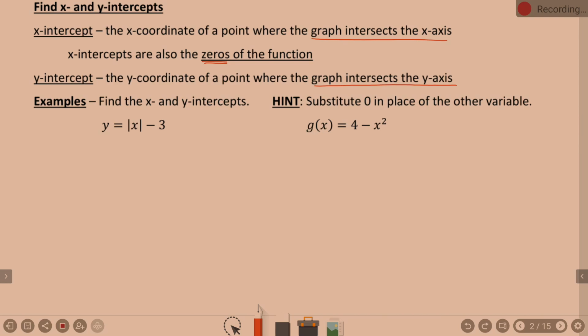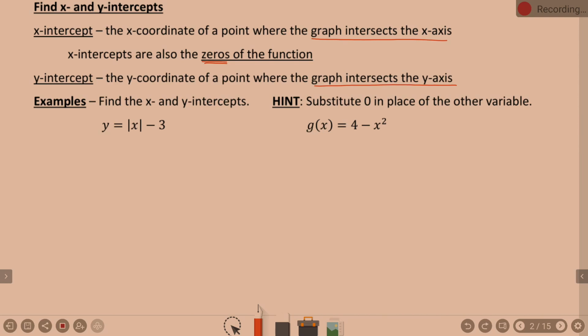If an x-intercept or a y-intercept is where it crosses the axis, what number is always involved in a point on an axis? Whether it be the x-axis or y-axis, there's always going to be a zero involved. So when I ask you to find the x and y intercepts, my hint is you put 0 in. If we want to find what x is, you don't put 0 in for x, you put 0 in for y. If we want to find what y is, you put 0 in for x.